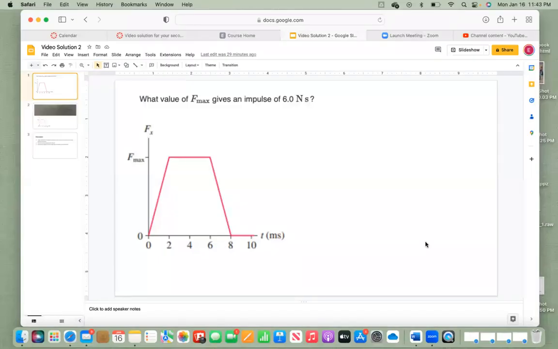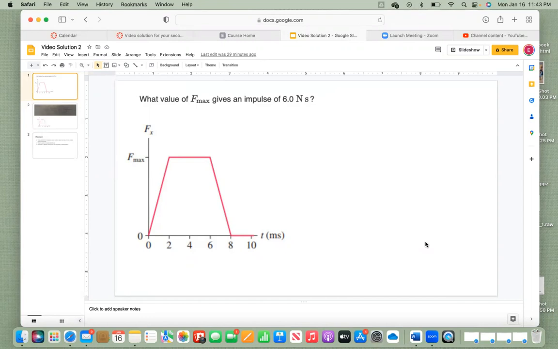All right, I'm going to be doing the problem. What value of F max gives an impulse of 6.0 Newton seconds? So in this problem, we are given the graph shown here, which is a force against time graph.